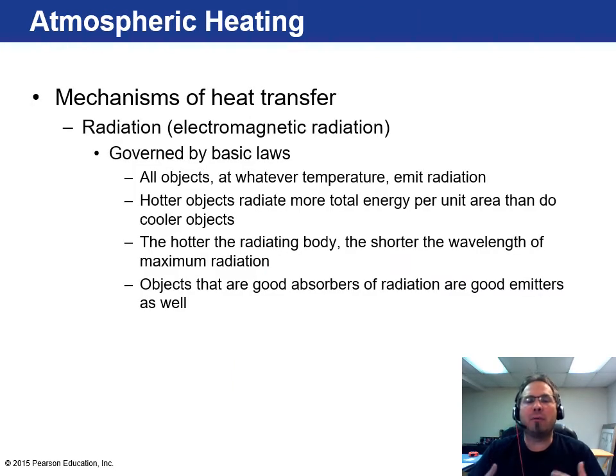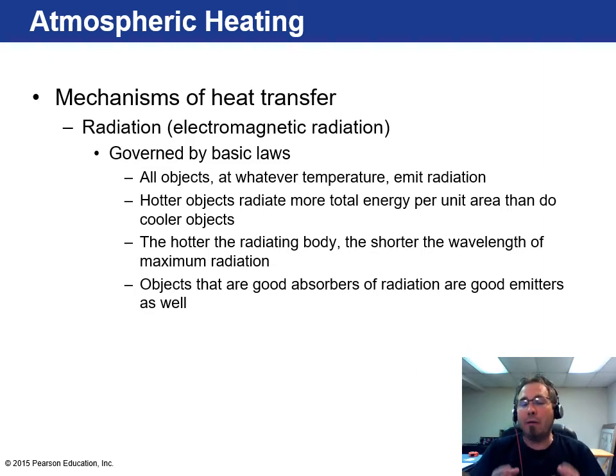Electromagnetic radiation follows some basic laws. All objects, at whatever temperature they're at, emit some kind of radiation. I know it sounds weird, but it's true. Hotter objects radiate more total energy than cooler objects do, right? Because we can feel that. If I turn my stove on for a little while and then turn it off, it's still radiating energy because it's hot. Whereas a cold stove, you don't feel it because it feels like it's the same temperature as maybe your hand. The hotter the radiating body, the shorter the wavelength of the maximum radiation.